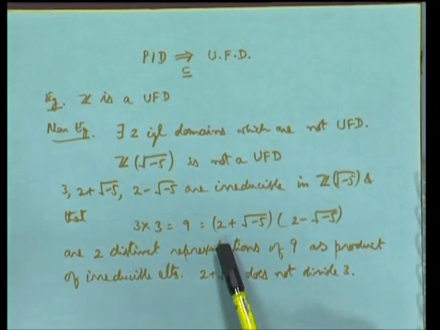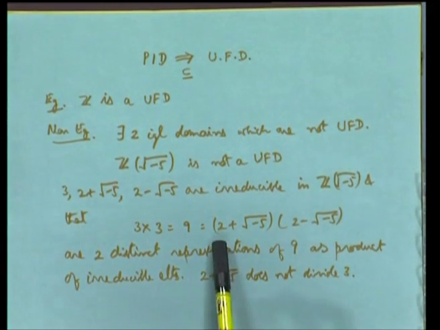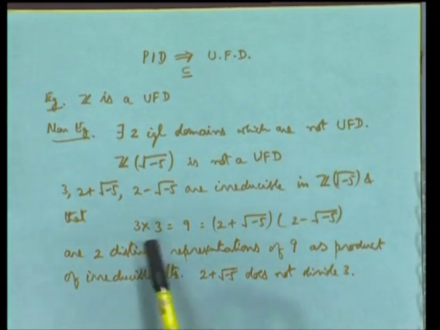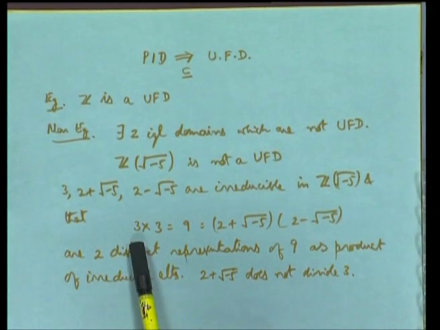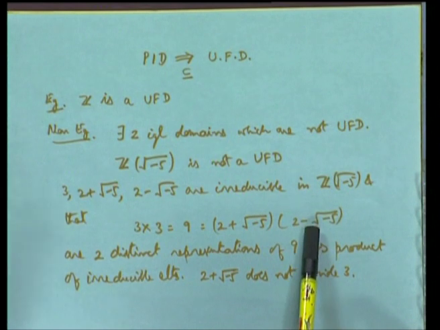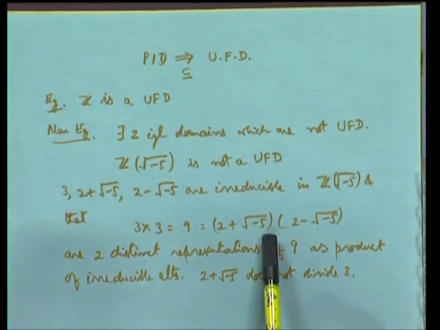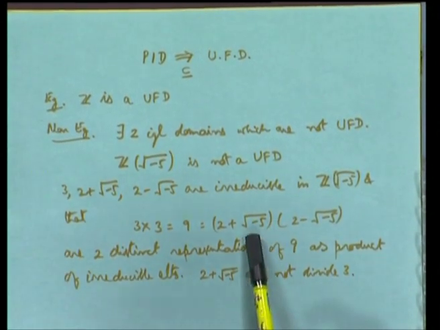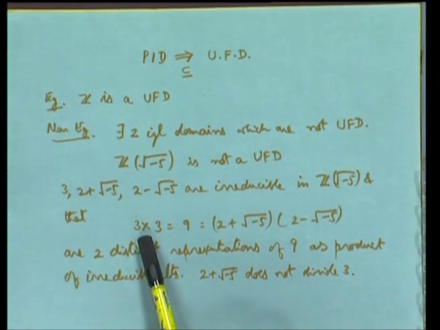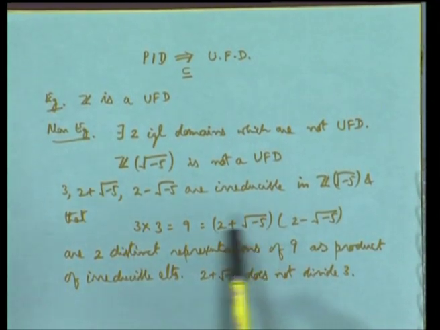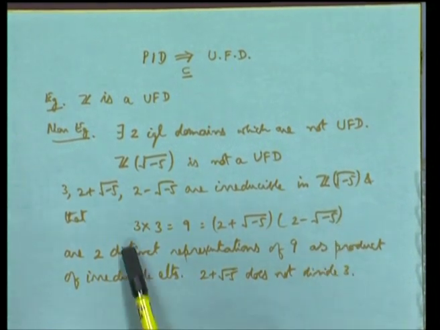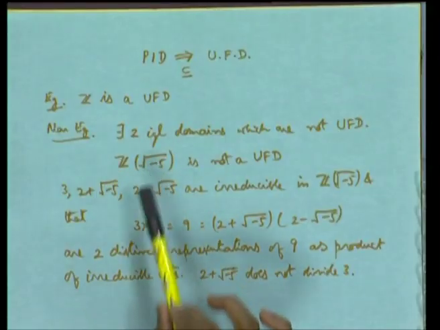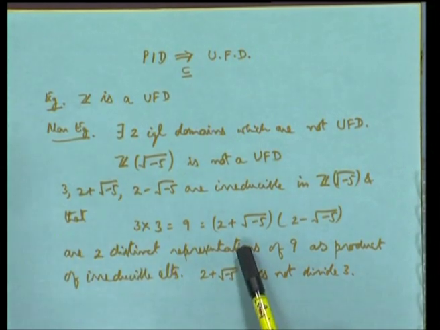Means, if 2 plus √-5 and 2 minus √-5 are associates of 3, and conversely 3 is an associate of these two, then this is a valid factorization. But 2 plus √-5 is not a divisor of 3, means these irreducible factors are not associates. So, this violates the second condition in the definition of UFD. Therefore, Z[√-5] is not a UFD.